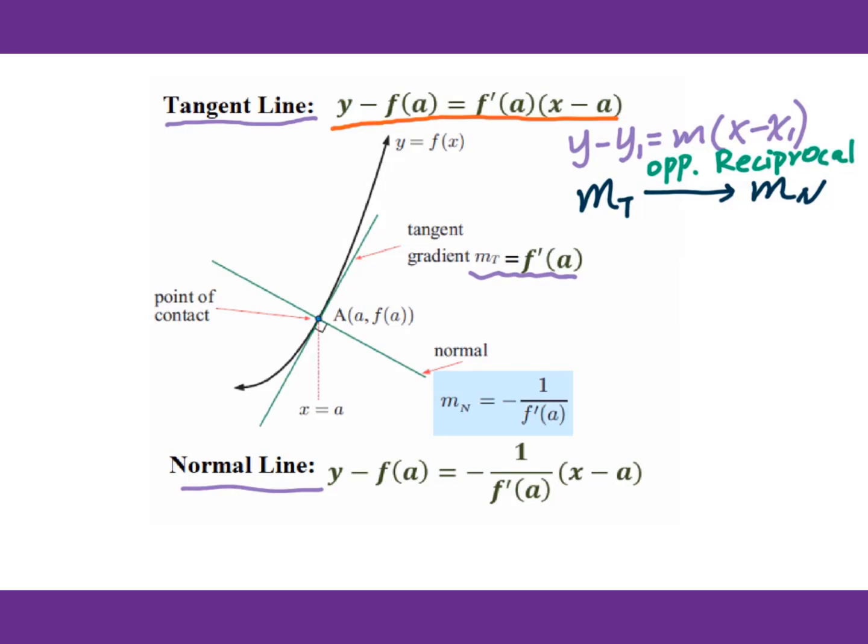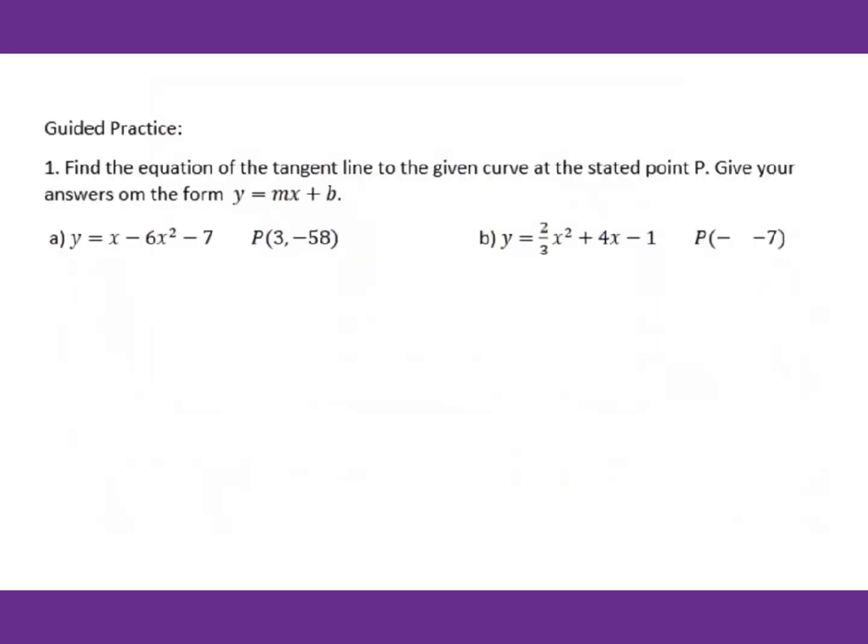For example, if a slope of a tangent line is 2, then slope of a normal line will be opposite, -2, reciprocal will be -1/2. If a slope of tangent line is -3, then slope of a normal line will be 1/3. If a slope of a tangent line is 5/7, then slope of a normal line will be -7/5. Let's go to guided practice 1.